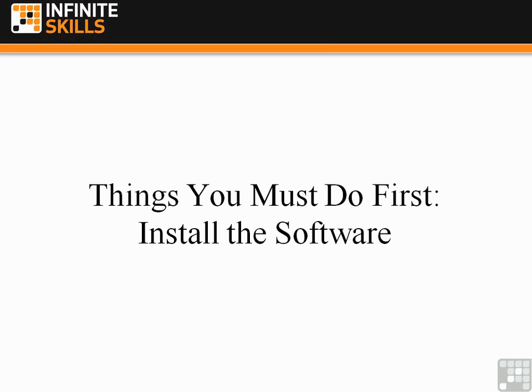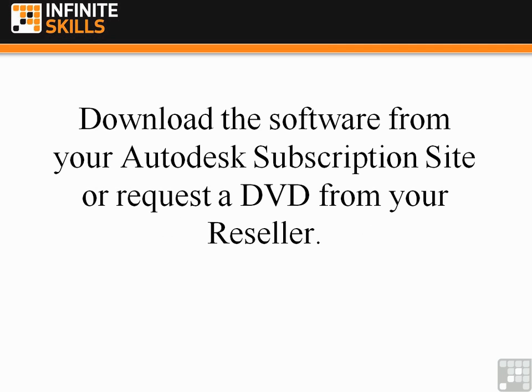So there are a few things that you must do first. First of all, obviously, you need to install the software. There was just a few key things that I wanted to highlight on installation so that you can have a nice smooth running Revit during this class and beyond. Number one, you're going to need to download the software from your Autodesk subscription site or request a DVD from your reseller. Either way, your reseller can help you get the media.